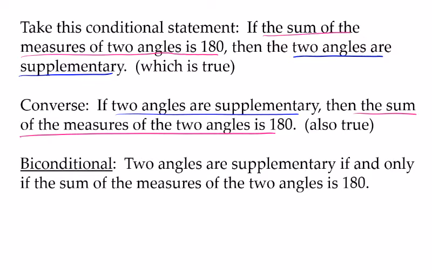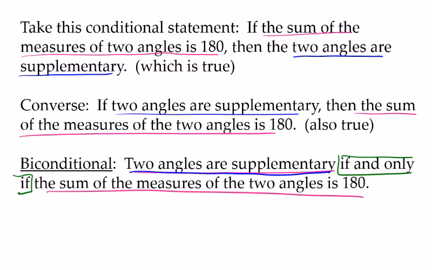We can say two angles are supplementary, and then here's that phrase, if and only if. So that's the biconditional phrase. The sum of the two measures is 180, right? I did my colors backwards there. This should be blue. And you could say that either way, right? You could also say the sum of the measures of the two angles is 180 if and only if the two angles are supplementary. So it actually goes both ways, where you can switch the hypothesis and conclusion. The reason why is because, like we said, the original conditional is true and the converse is true.